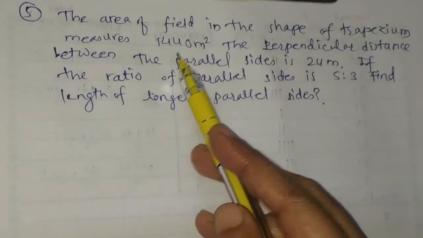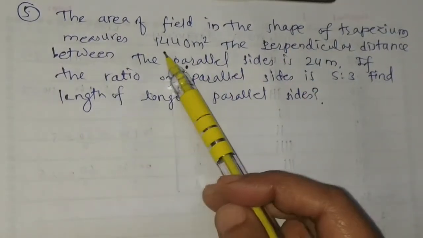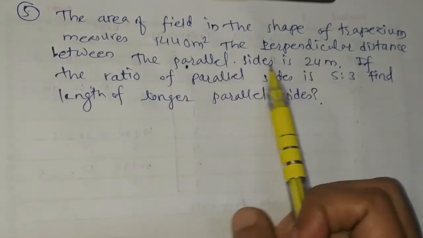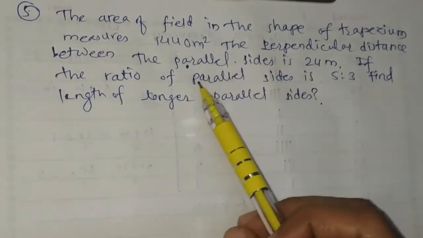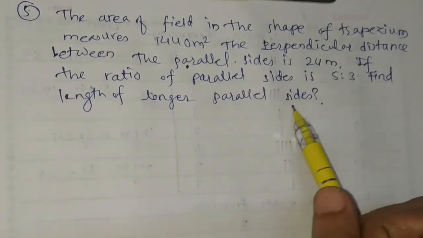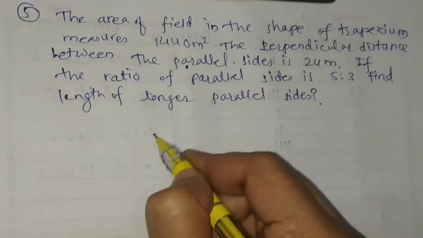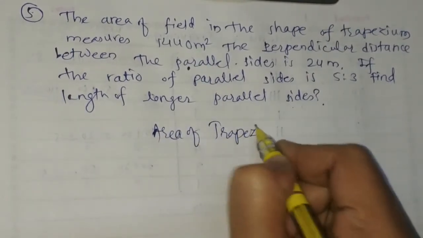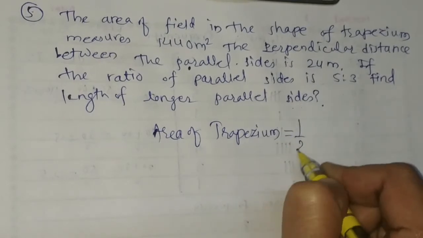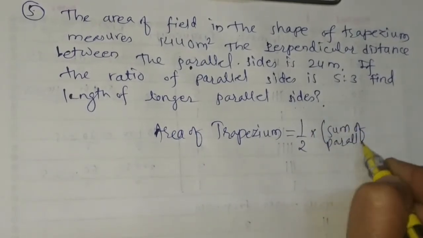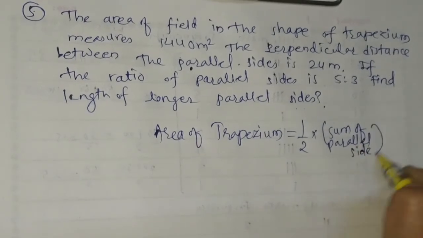The area of a field in the shape of a trapezium measures 1440 meters square. The perpendicular distance between the parallel sides is 24 meters, and the ratio of the parallel sides is 5:3. Find the length of the longer parallel side. We know that the area of a trapezium is equal to half of the sum of parallel sides into height.